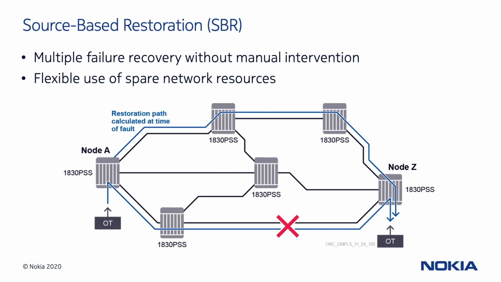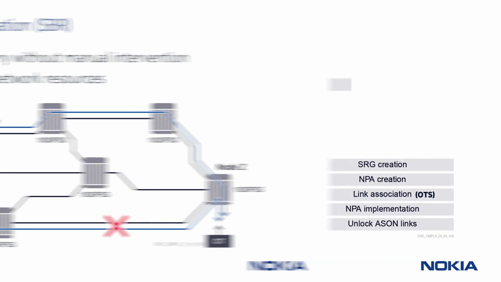In this video, we will configure a GMPLS L0 restorable SBR trail. This restoration mechanism calculates backup routes upon failure using non-reserved resources available in the network. SBR allows for multiple failure recovery iterations because the restoration process is repeated for successive failures.